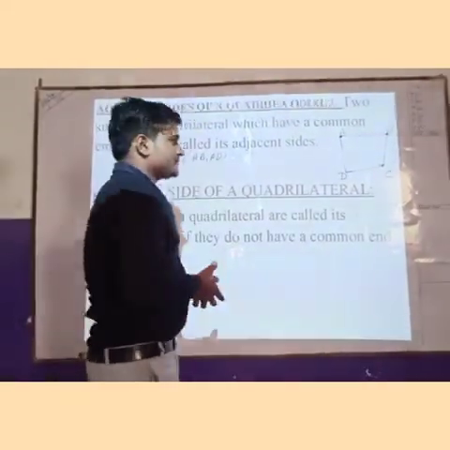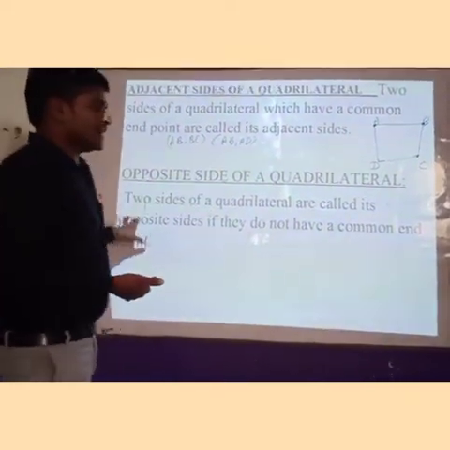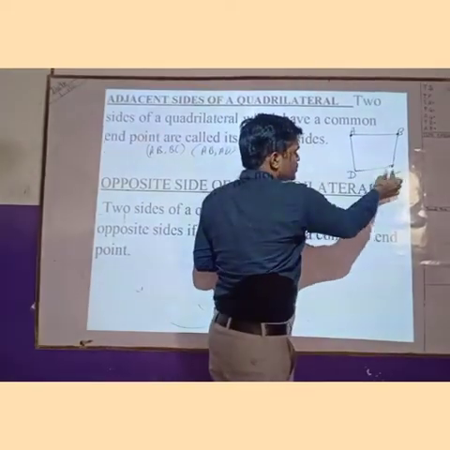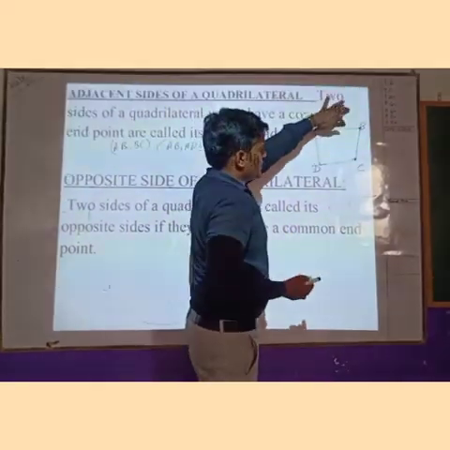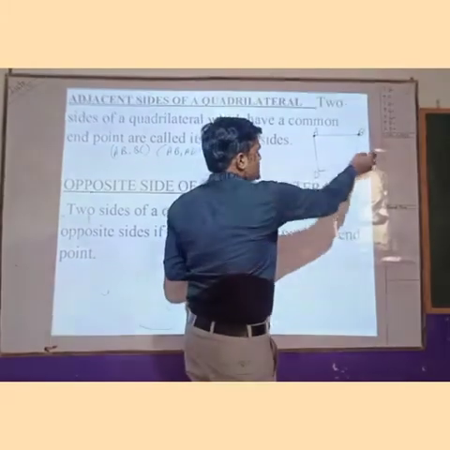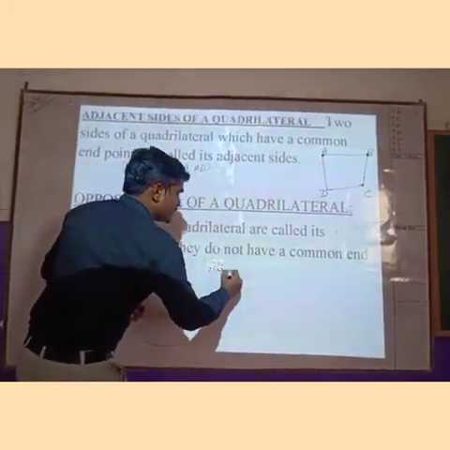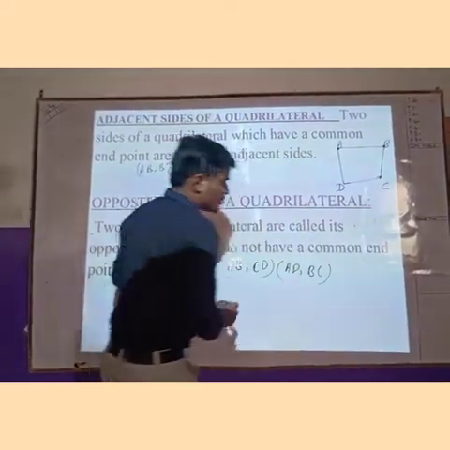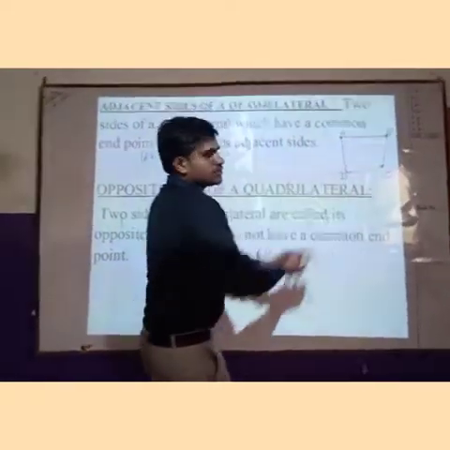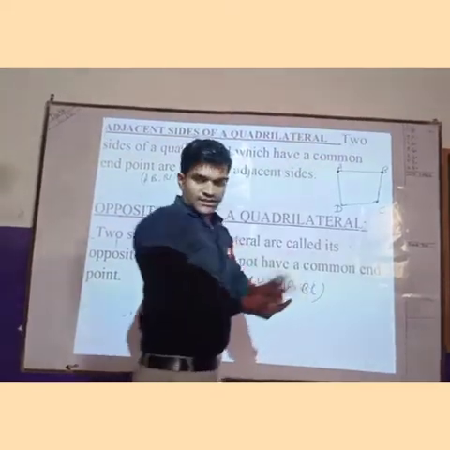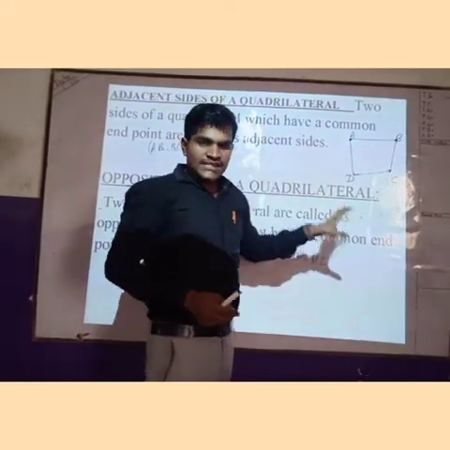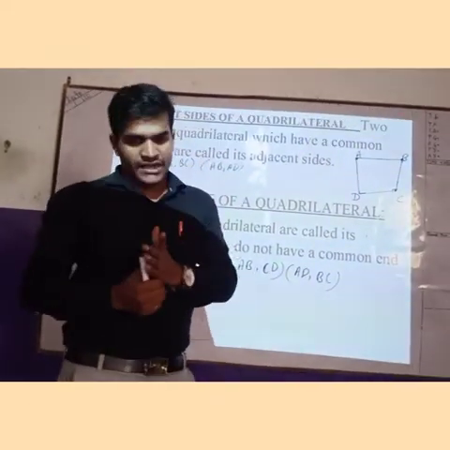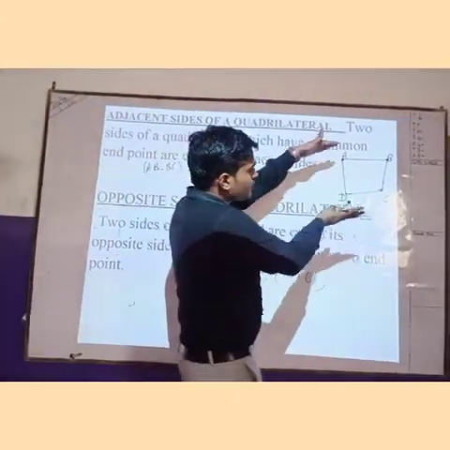Now, opposite sides of the quadrilateral. The sides of a quadrilateral are called opposite sides if they do not have a common endpoint. AB is opposite to CD because AB and CD have no common points, and CD is opposite to AB. AD is opposite to BC. So adjacent sides have at least one common endpoint or vertex, and if they do not have a common endpoint, they are called opposite sides.